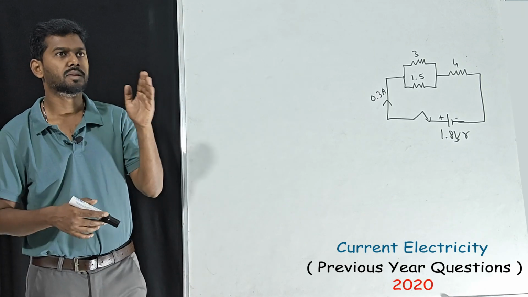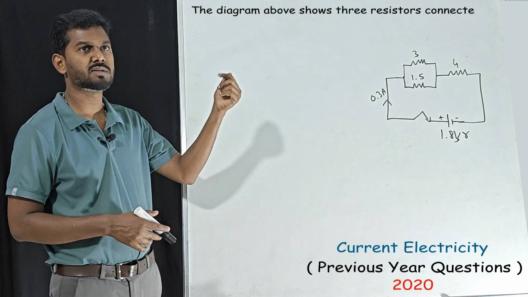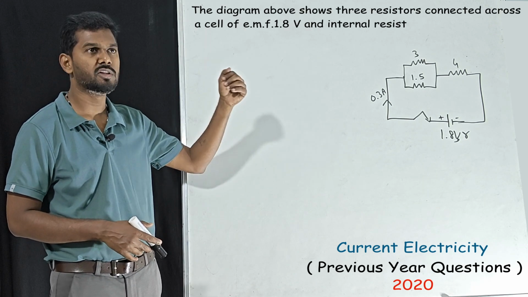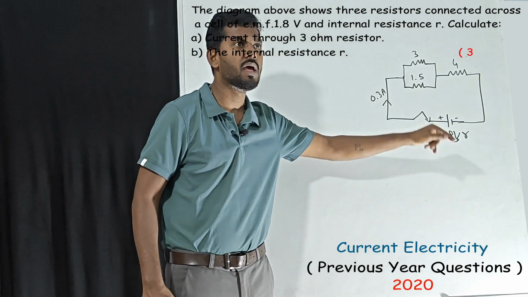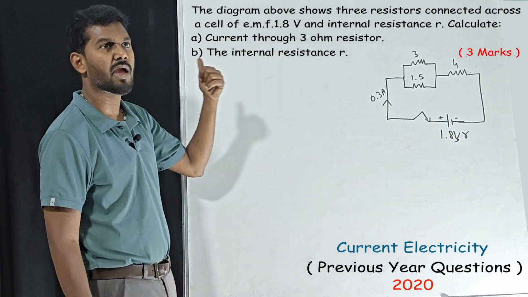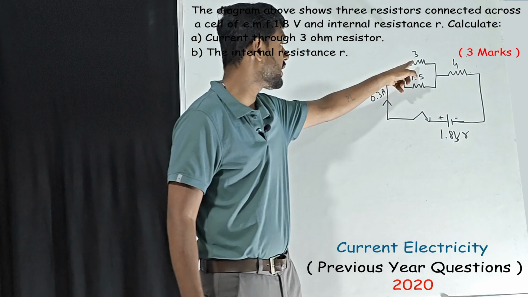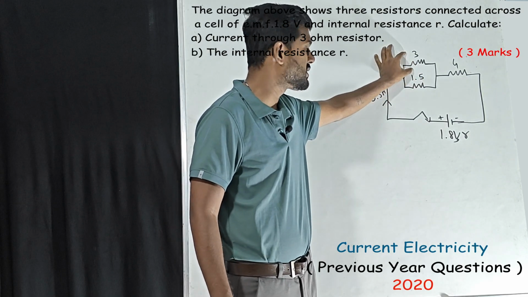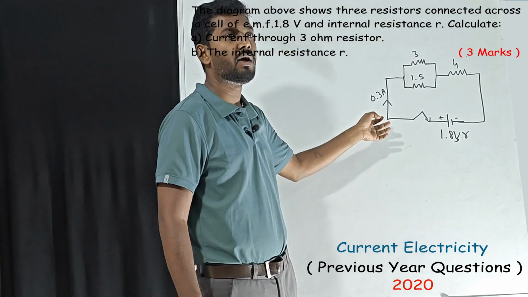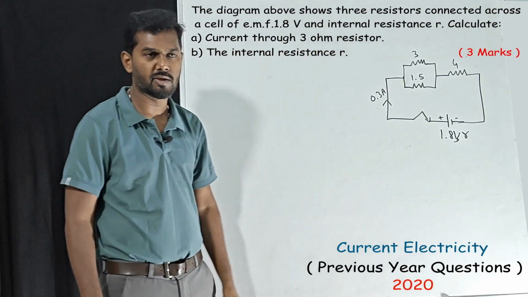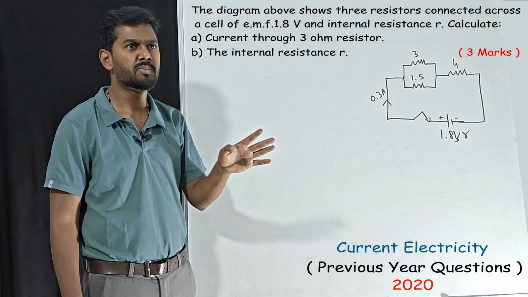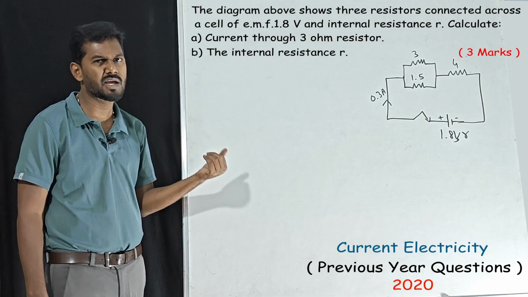Our next question: the diagram above shows 3 resistors connected across a cell, as shown in the diagram, of EMF 1.8 volts and internal resistance R. First we have to calculate the current through the 3 ohm resistance. Only in the 3 ohm resistance what is the current, and we have to find the internal resistance R. Every time the R value will be given, and this time they are asking. Very simple. If we know the formula, then we can easily solve it.